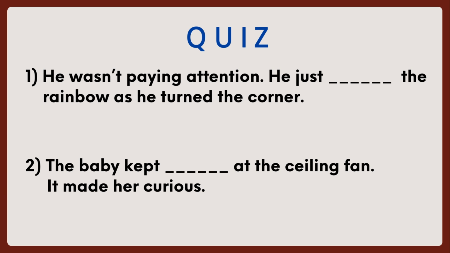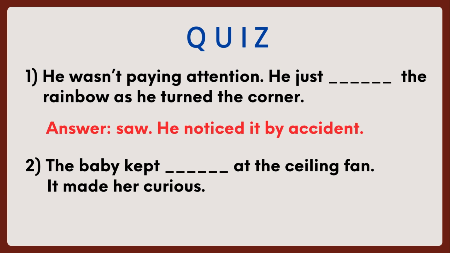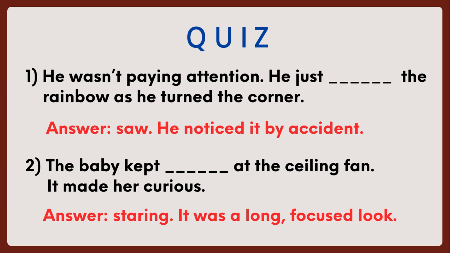Let's think about it. He didn't mean to see the rainbow, it just appeared. The correct answer is saw. This was passive and unplanned. Question 2. The baby kept at the ceiling fan. It made her curious. This was a long, focused look, and maybe a little intense. The answer is staring. She couldn't take her eyes off it.